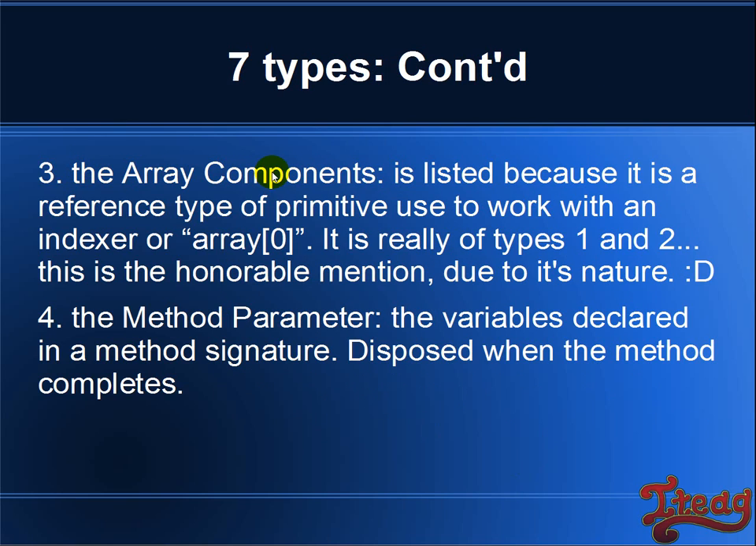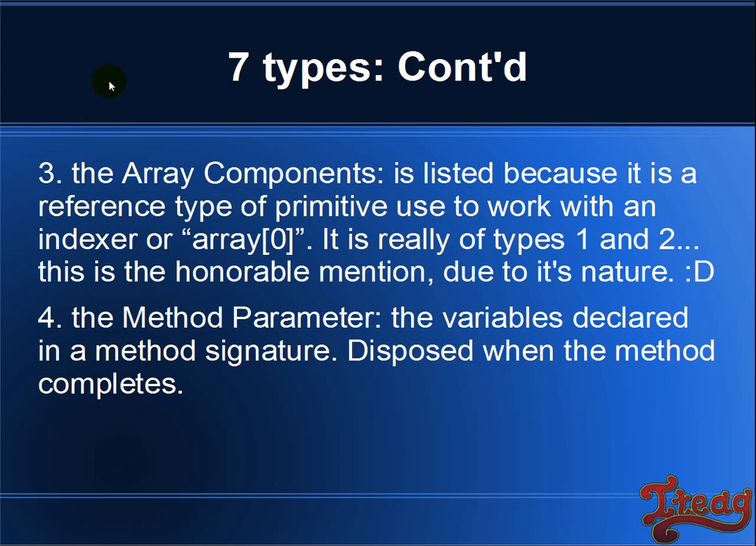All right, the array components. Yes, this gets honorable mention. It's listed because it is a reference type of primitive used to work with an indexer, or good old array: 0, 1, 2. It's really of types 1 and 2, class variable or instance variable. But because the array is meant to be a whole list of data values of the same type.